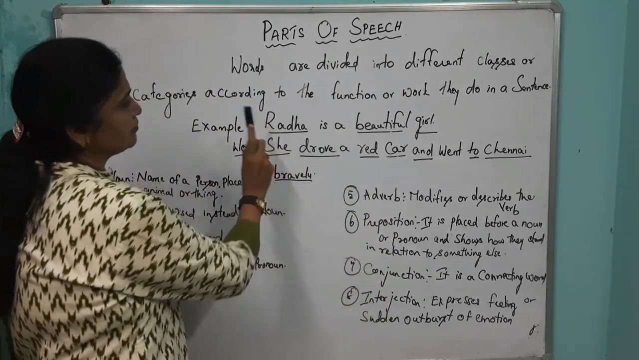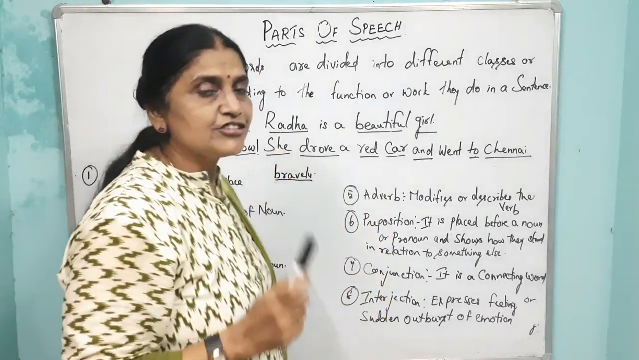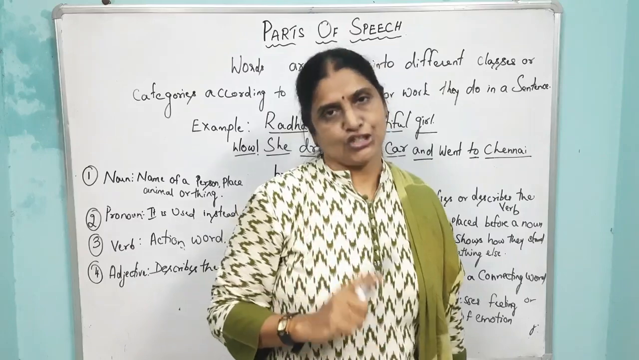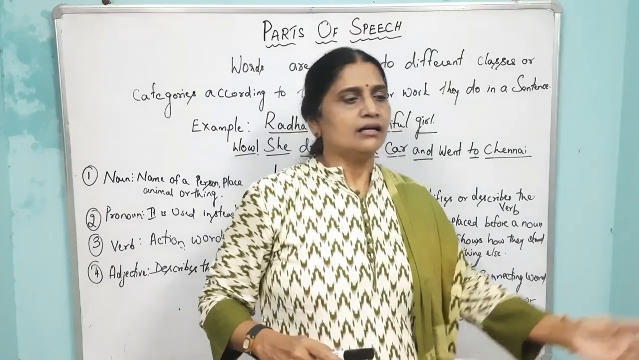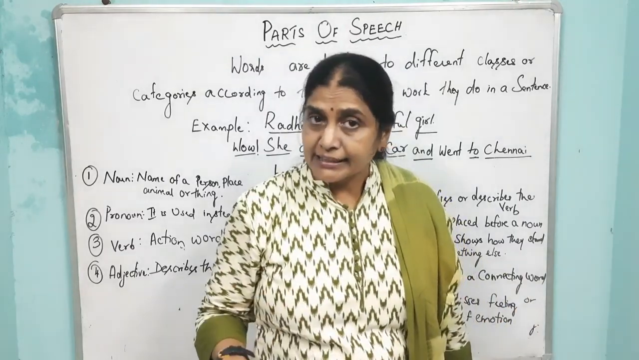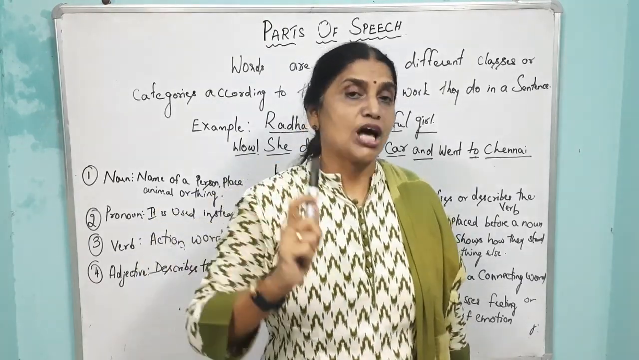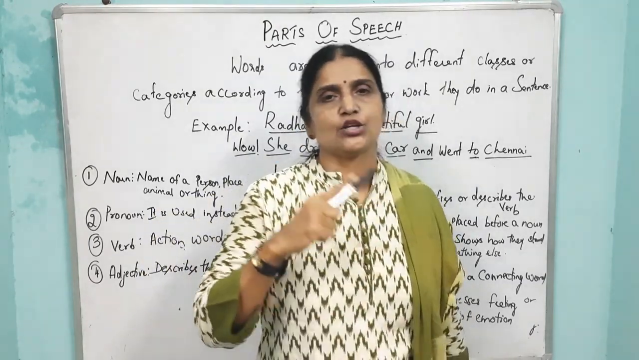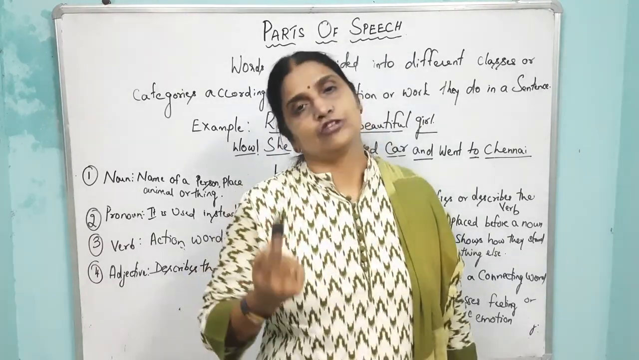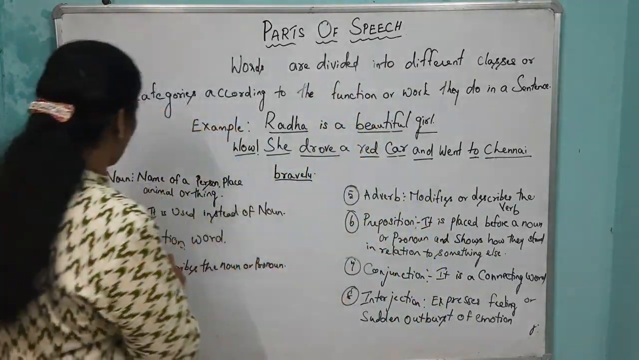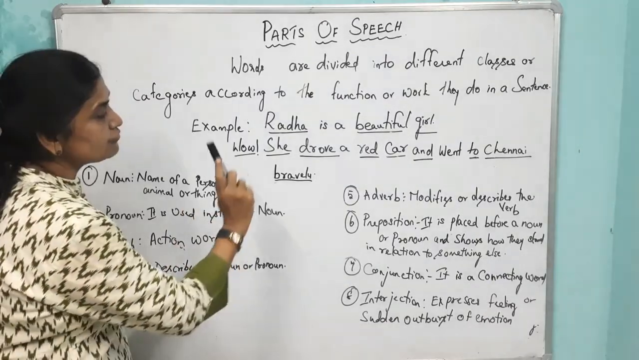Now, Radha. Radha is a girl. If she is a girl, you can say she. Then, if it is an animal, you can say it. So, these are pronouns. Pronouns are used in the place of a noun or instead of a noun. That's a pronoun. It is used instead of a noun.